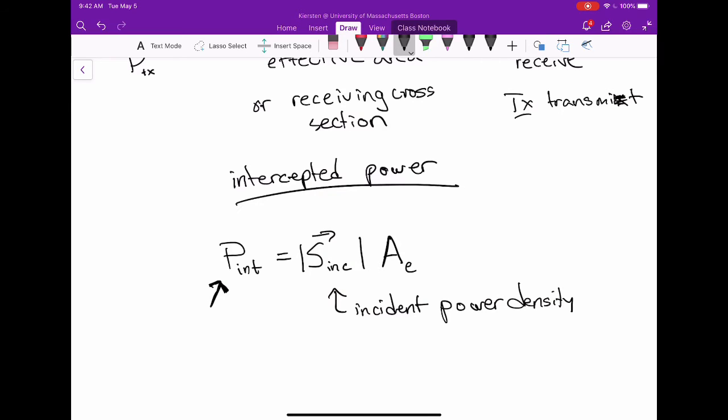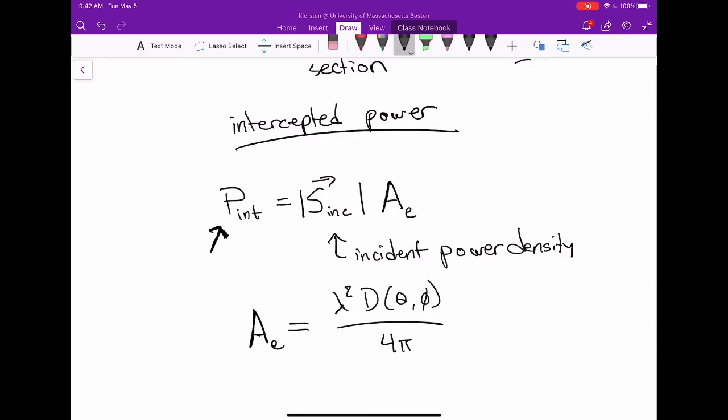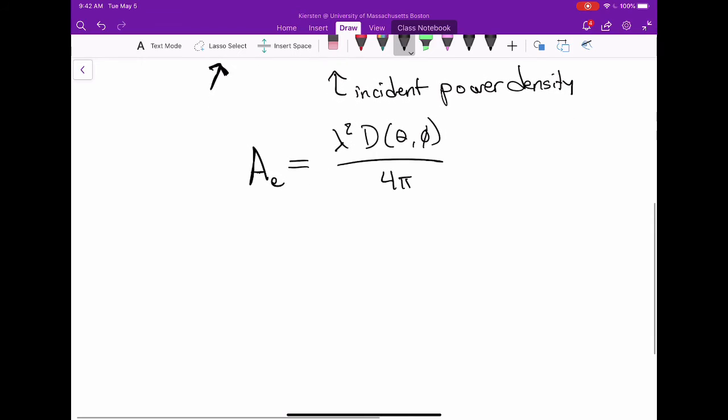So, what is the effective area of an antenna? It's related to its directivity because we talked before about how an antenna's transmit and receive properties are the same. So the effective area of an antenna is equal to lambda squared times its directivity, which remember is a function of angle, divided by 4 pi. Here's how we would apply that, and here is also how we arrive at an expression that relates the receive power to the transmit power, which is what we care about.